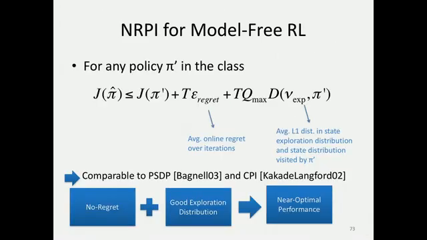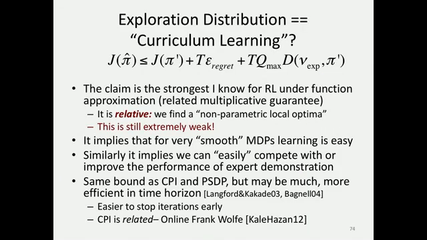So you can actually prove things about this family of algorithms, whether it's CPI or no regret policy iteration. And they say things like, if you have a good exploration distribution, which again in your head think good curriculum, and a no regret algorithm, an algorithm which is stable, you'll get near optimal performance relative to that exploration distribution. Okay? For the general RL under function approximation, this is the best I know, but it's still really weak, which is unfortunate, but it's the best we can do.